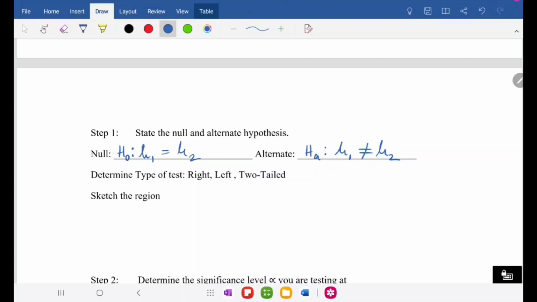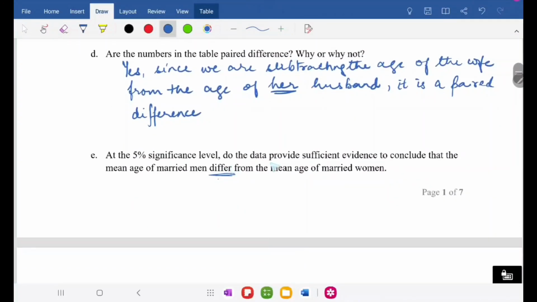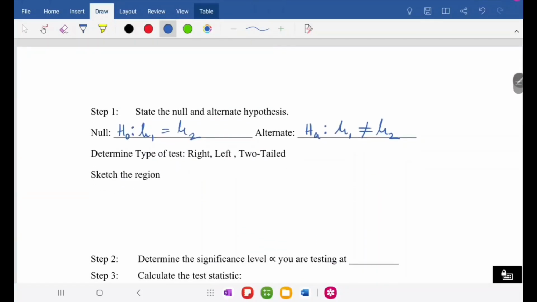Again, why not equal to? That was obtained from the question. What did it say here? That we want to conclude that the mean age of married men differs. So when the word differ comes, that means we are saying that they are not equal, and therefore this not equal sign. Now, based on the alternate hypothesis, mu sub 1 not equal to mu sub 2, it's going to be a two-tailed test.